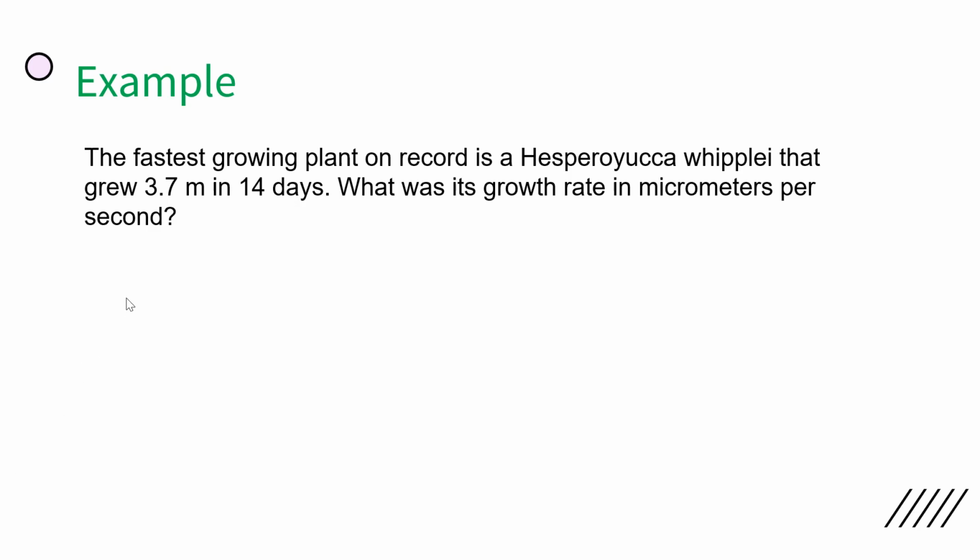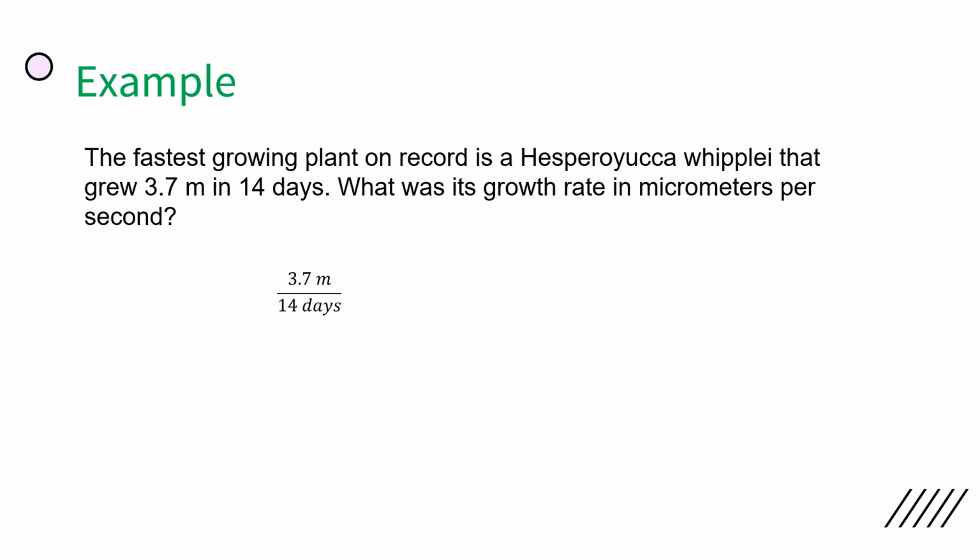So the fastest growing plant on record is a Hesperoyucca whipplei that grew 3.7 meters in 14 days. What was its growth rate in micrometers per second? So we are given the length 3.7 meters and the time, which is 14 days. Now growth rate can be obtained by taking the ratio of the length of the plant and the time it takes for it to grow that length.